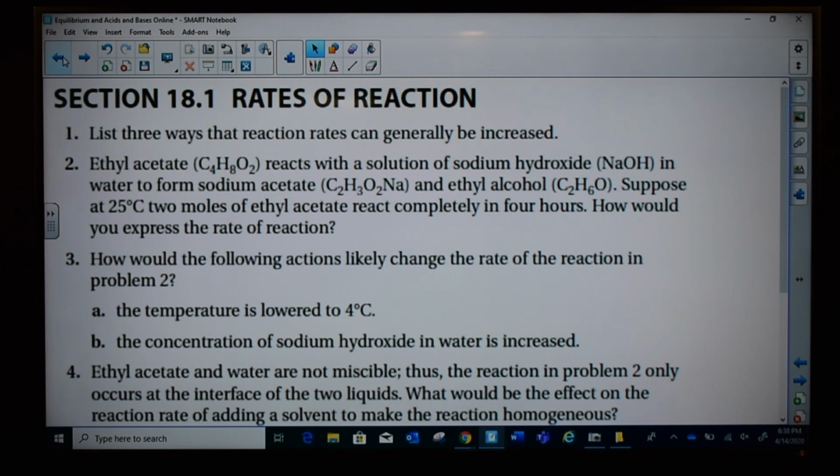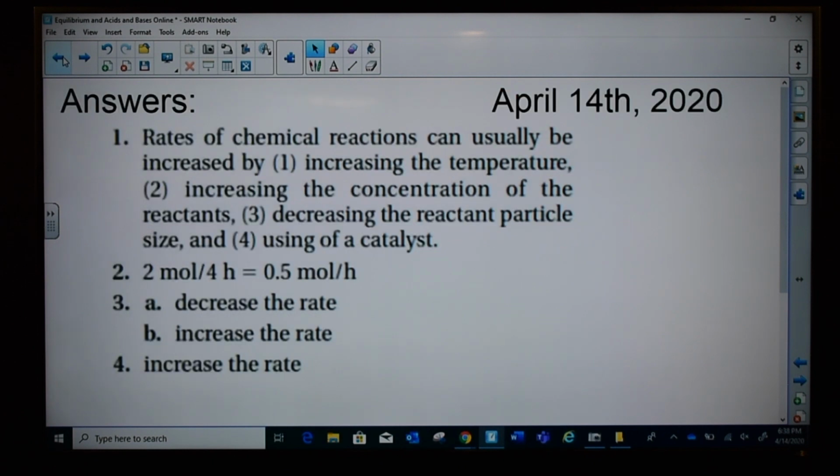So have your phones ready in case you want to take a screenshot. There are the answers that we just went over. The only one in number 1 I neglected to mention was if you wanted to speed up the rate of reaction, you could also adjust the particle size. So to speed things up, instead of using big chunks of chemical, you could crush the chemical up and therefore increase its surface area.